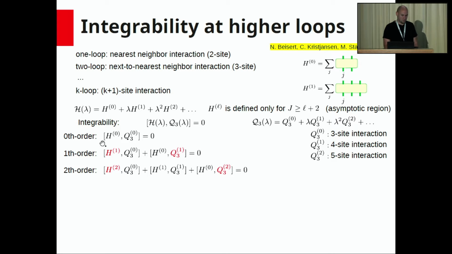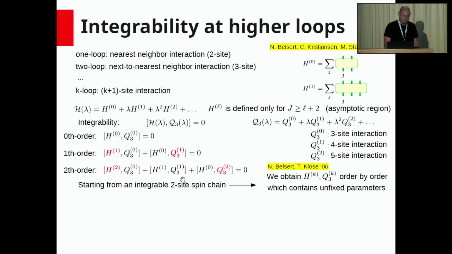The leading order is the usual integrability condition for the nearest neighbor model. At the first order, we have a non-trivial condition for H1 and Q13. And at the second order, we have a new constraint for H2 and Q32. Using this equation, starting from an integrable two-site spin chain, we can obtain these higher Hamiltonians order by order.